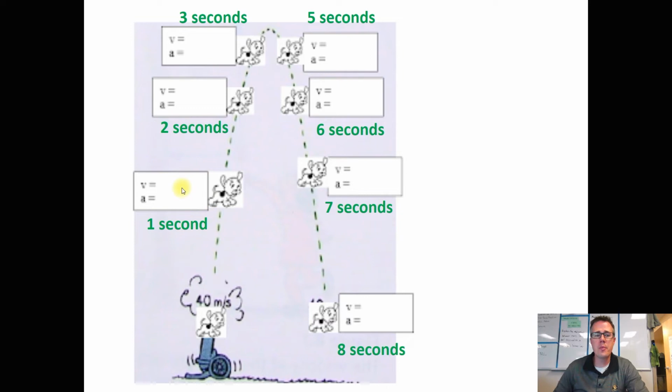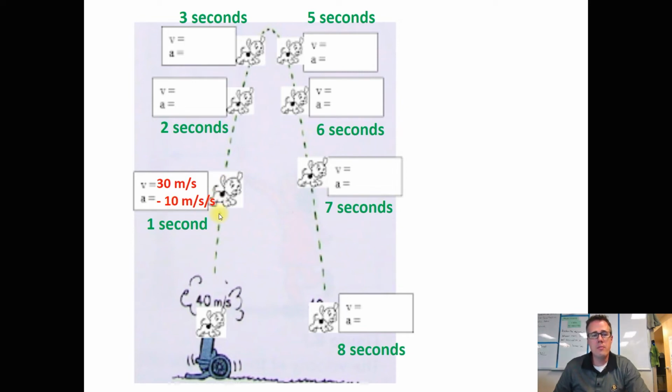In the little first box, we're going to assume this is 1 second later. The puppy leaves the cannon going up into the air, but gravity is going to be pulling down against the puppy. Gravity is going to be reducing the puppy's velocity by 10 every single second. So 1 second later, the puppy is now going 30 meters per second. Because we've defined the up direction as positive, that means the acceleration of gravity is negative 10 meters per second per second, but it's always 10.